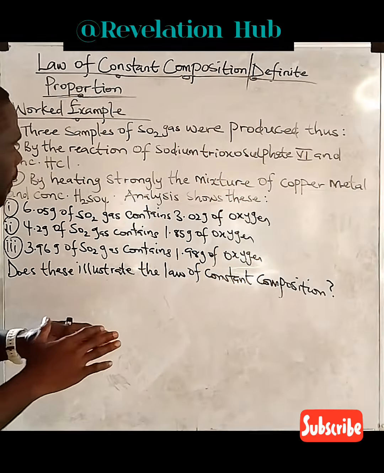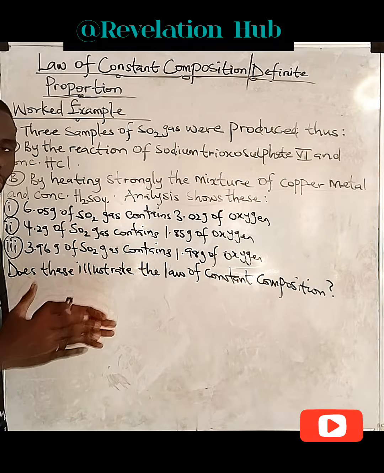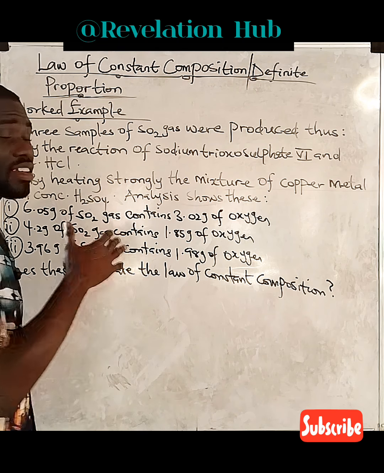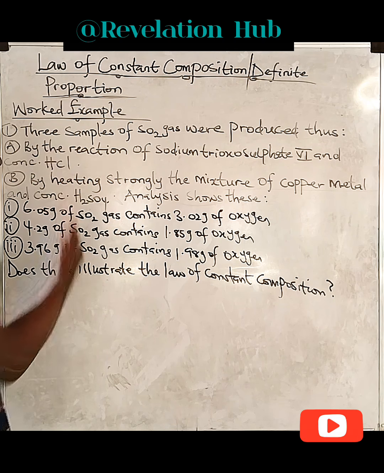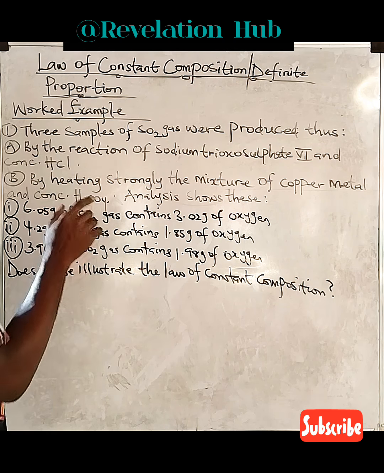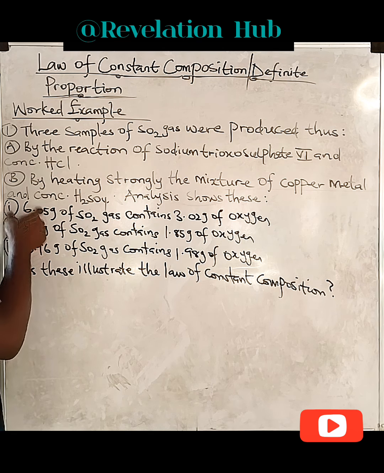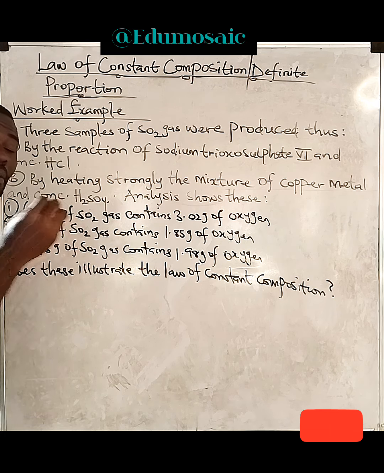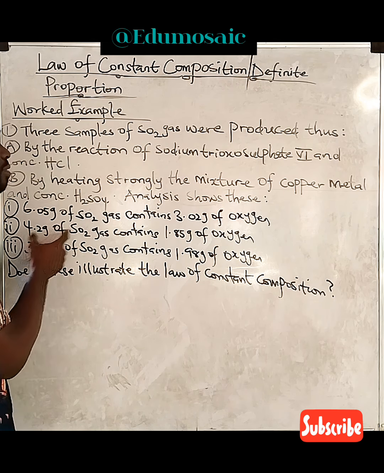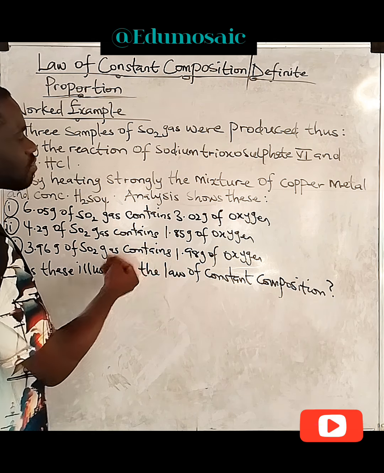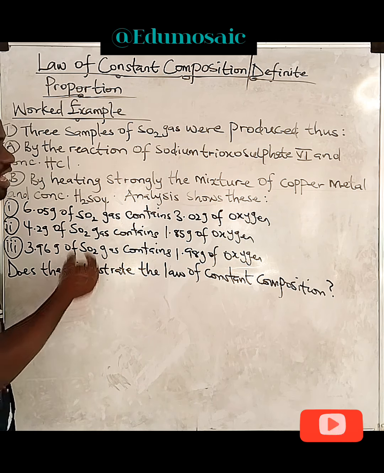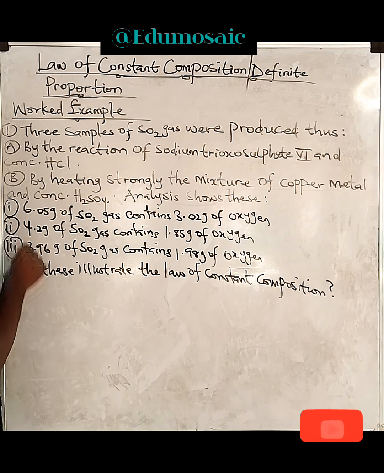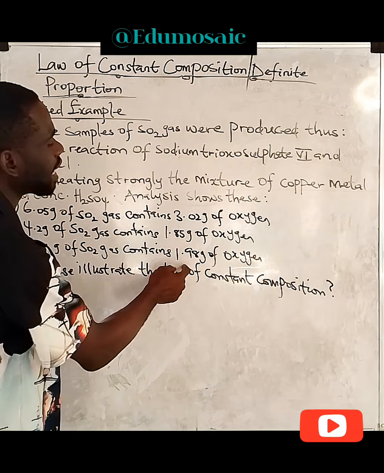Now, as you can see right here on the board, we have two major methods of producing SO2 gas. For the fact that these two methods of production were used, we are given three major results. The first SO2 gas that was produced was 6.05 gram. Yeah, we have more mass of SO2 gas. When this 6.05 gram of SO2 gas was checked, it was discovered that 3.02 gram of oxygen was present. Then the next 4.2 gram of SO2 gas contains 1.85 gram of oxygen. And the last sample, which is 3.96 gram of SO2 gas, contains 1.98 gram of oxygen.